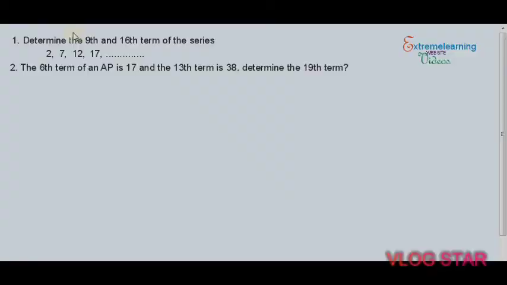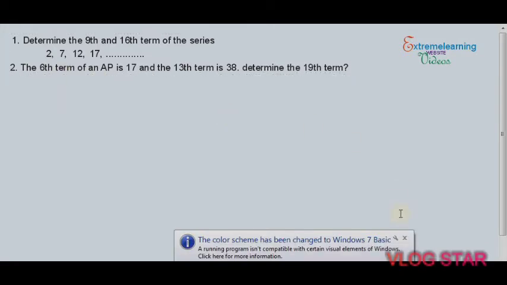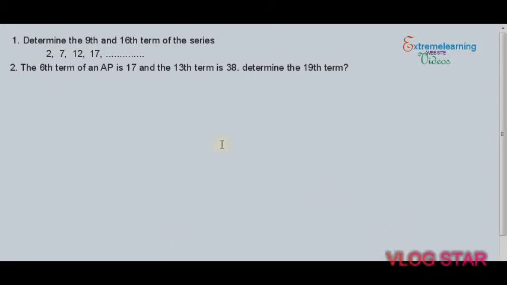Alright viewers, today I'll be considering arithmetic progression. I think this is my fourth video on this AP. Now I'll be looking at how to solve some of these things on the board. The questions we have: determine the 9th and 16th term of a series, the 6th term of this and that. So how to solve them. Now let's go to the solution.